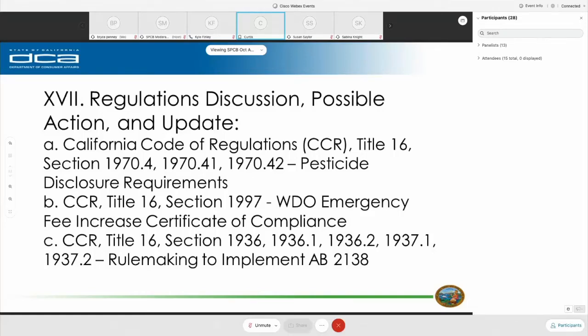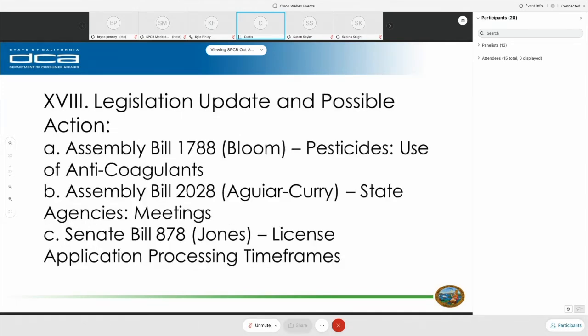Okay, thank you. Okay, at this time we'll move on to legislation update and possible action. Start with AB 1788 Bloom Bill. I think Darren, if you're still available, if you can assist on this.